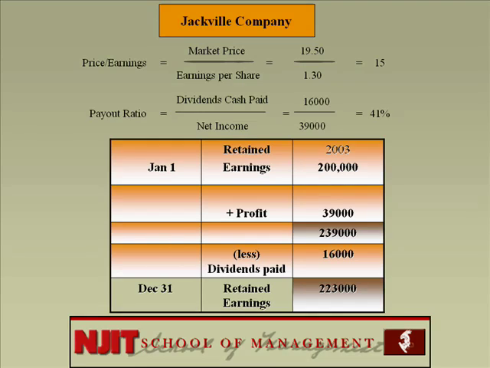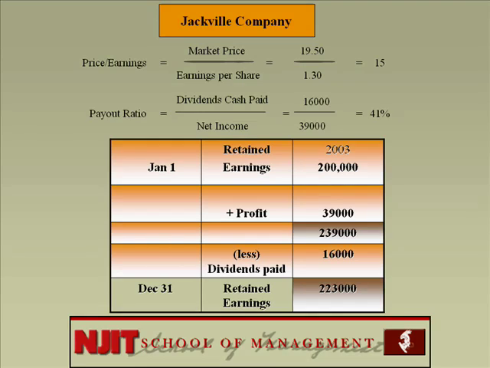Look at the balance sheet. December 31, or the last day, 2004, what was the retained earnings? 223. That means 16,000 of dividends had been paid. Another way of doing it is beginning retained earnings 200 plus profit 39 less dividends, which is the plug number. Ending retained earnings is 223. So for you to have an ending of 223, 16,000 must have been paid. So you stick in 16,000 as the numerator of the payout ratio, you get 41%.